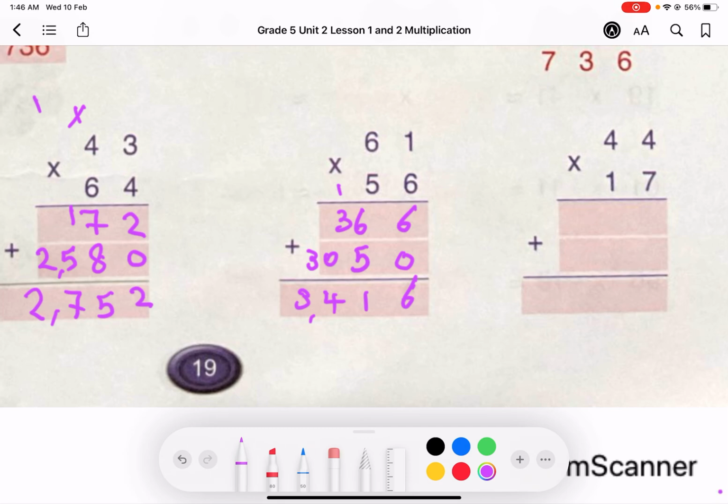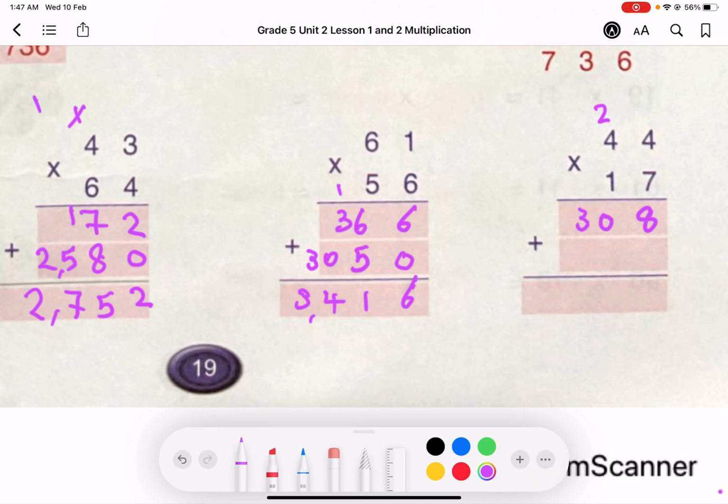3,416. You are multiplying a number with 2 digits by a number with 2 digits. When you are multiplying two numbers with 2 digits, don't forget to put the 0 in the second line. Now let's do this. 7 by 4, it is what? 28. 8 and 2 above. 7 by 4, also 28, plus 2, 30.